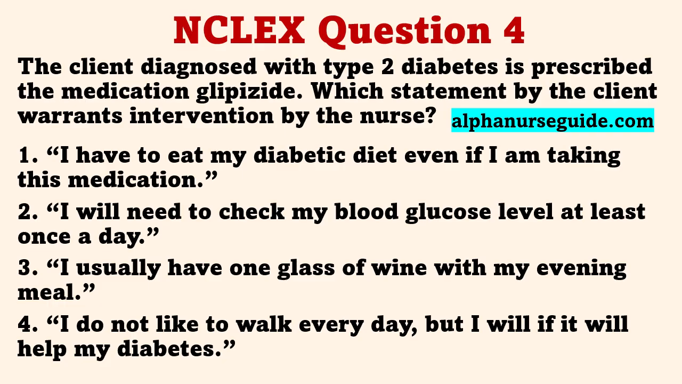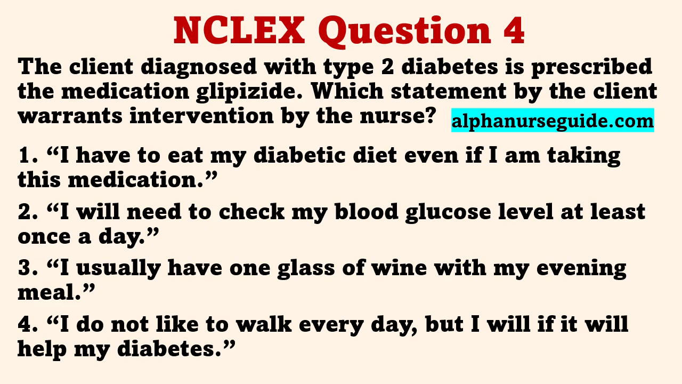The correct answer is 3. "I usually have 1 glass of wine with my evening meal." Glipizide is a sulfonylurea which stimulates the pancreas to secrete more insulin. Sulfonylureas and biguanides may cause an Antabuse-like reaction when taken with alcohol, causing the client to become nauseated and vomit. Advise the client to abstain from alcohol and to avoid liquid over-the-counter medications that may contain alcohol.